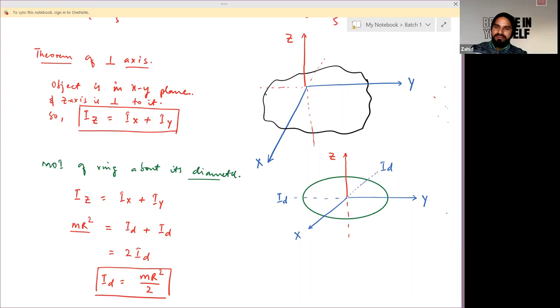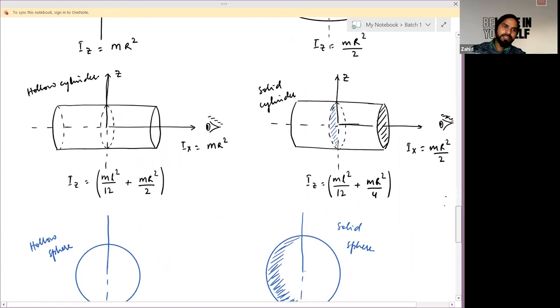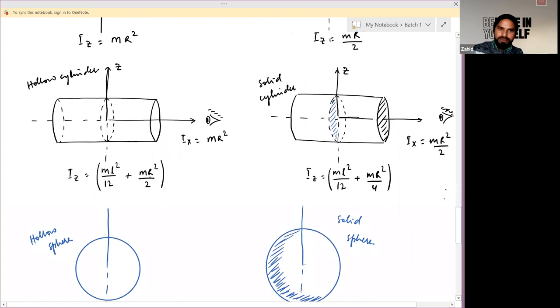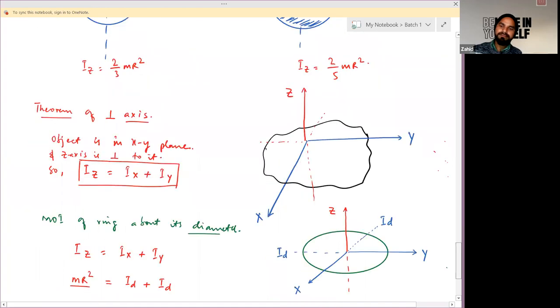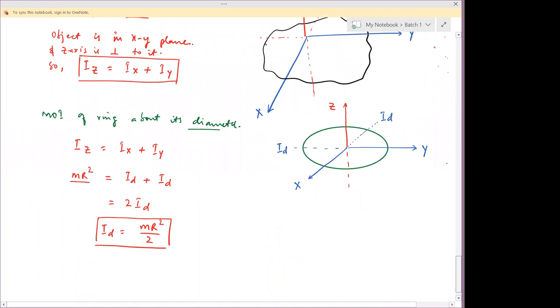Due to this, I have written above for this cylindrical part MR square by 2, since this axis is passing through its center. And for its disk part, moment of inertia will be MR square by 4, that is half of Iz. Is it clear? Yes, sir. Okay, just write it down.